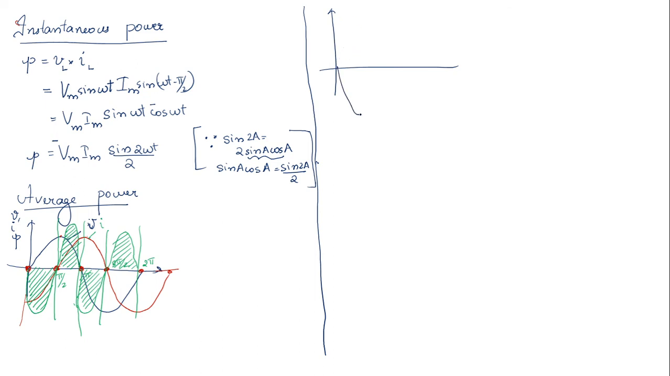Only one cycle I am going to mark. Okay. This much is pi and this much is pi by 2. The area will be same. Why? Because the intervals are same. So the area will be also same. So this is the power curve. Just by looking at the curve itself, we can understand that it is a symmetrical one.